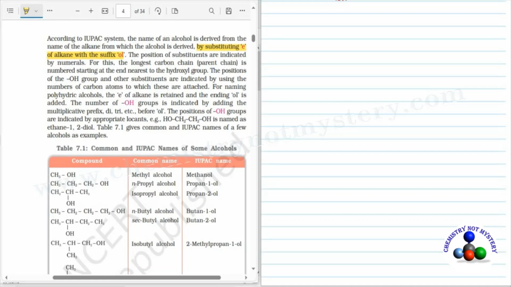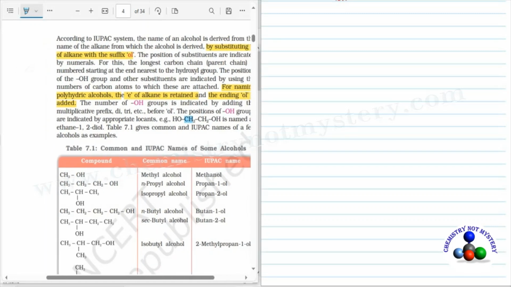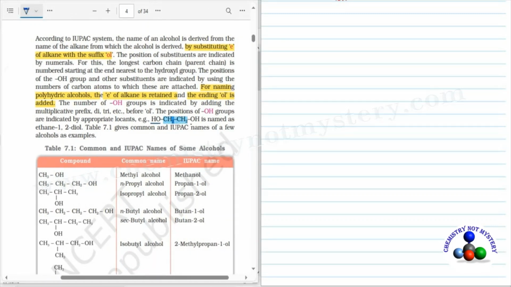The position of the OH group and the other substituents are indicated by using the number of the carbon atom to which these are attached. For naming polyhydric alcohol, the E of alkane is retained and the ending OL is added. The number of OH groups is indicated by adding a multiplicative prefix di, tri, etc. before OL. The positions of the OH groups are indicated by appropriate locants. HO-CH2-CH2-OH. Here the longest carbon chain is 2 carbons long and there are 2 OH groups. So the name of this molecule will be ethane-1,2-diol.